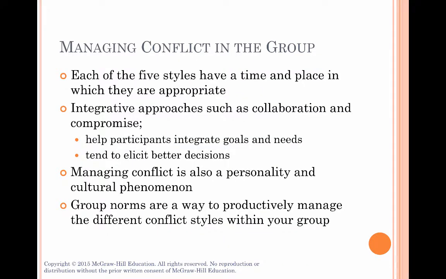Each of the five styles we talked about has a time and a place in which it's appropriate. There isn't necessarily one conflict management style that always works. If it truly doesn't matter who wins, then avoidance or accommodation is the thing to do. If you feel so strongly that you're correct, and the other side's ideas might actually be harmful or absolutely won't work, then maybe you should use the competition style and fight to get your way. But if everyone has a point and there are good arguments on both sides, then integrative approaches like collaboration or compromise are definitely the way to go.